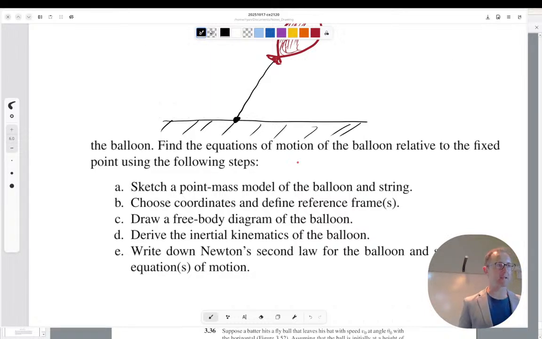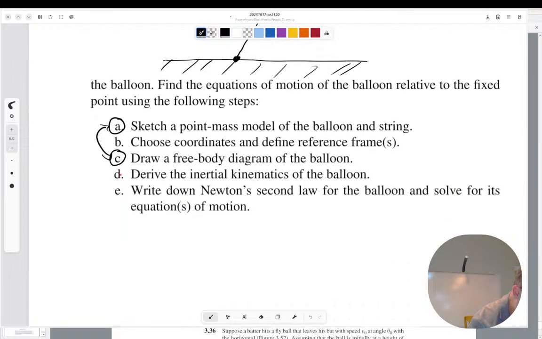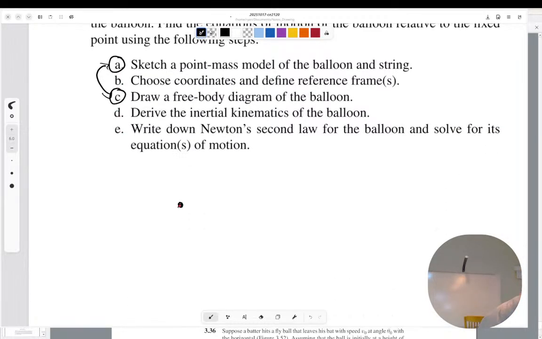This is the step-by-step of what we're going to do, A, B, C, D, E. So start off, here it tells us to do a point mass model. So let's make a point mass, these 2 steps. What is the free body diagram of that point mass of a balloon? And then here, really this is part B.